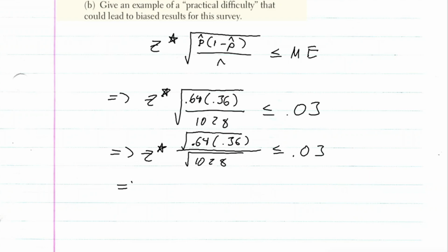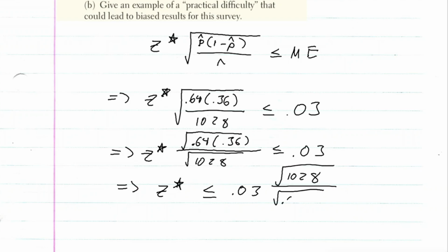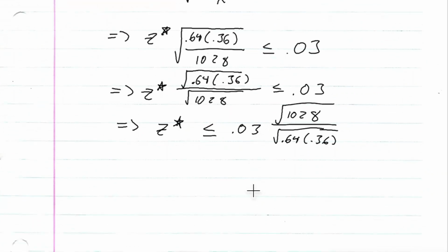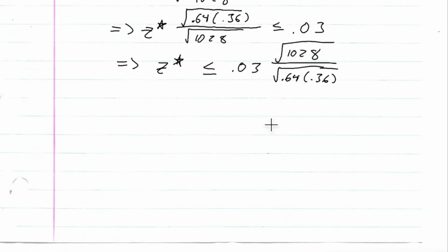And now I can multiply both sides by the inverse of this. So z star has to be less than or equal to 0.03 times the square root of 1028 over the square root of 0.64 times 0.36. If you plug this into your calculator, you would get z star less than or equal to 2. Okay, so we have to find that z value that is closest to the value of 2.